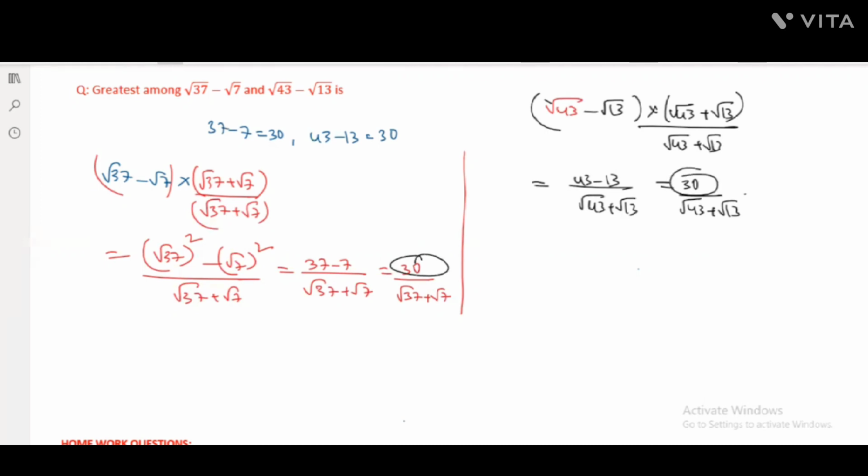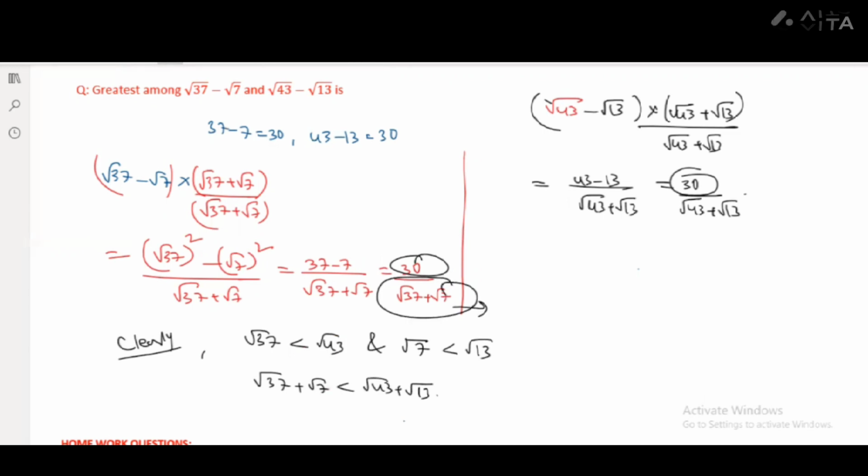So coming to the denominators comparison, root 37 is lesser than root 43. This we know very clearly. Root 37 is less than root 43, and root 7 is lesser than root 13. When I add these two, root 37 plus root 7 will be less than root 43 plus root 13. That means here this denominator is smaller one and this is greater one.